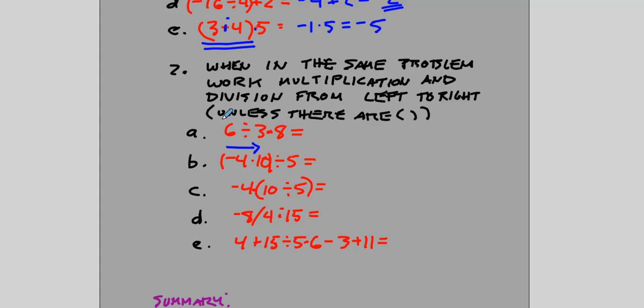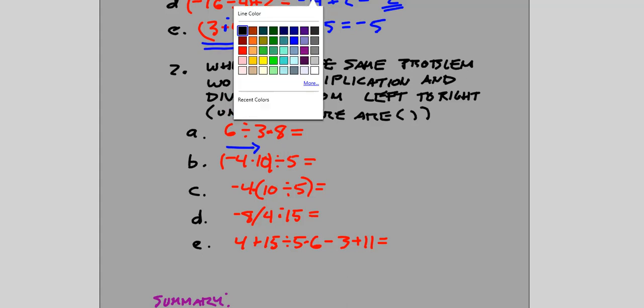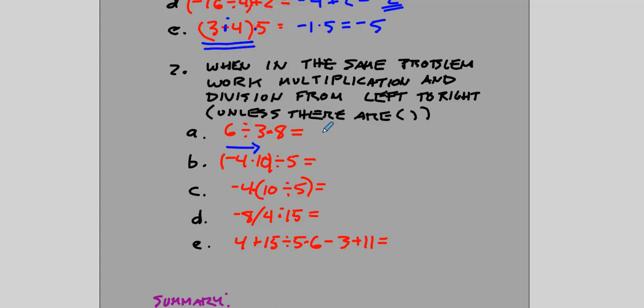So in the first problem here, I have 6 divided by 3 times 8. So I do the division first. 6 divided by 3 is 2 times 8 makes 16. In the next question, I have negative 4 times 10 divided by 5.